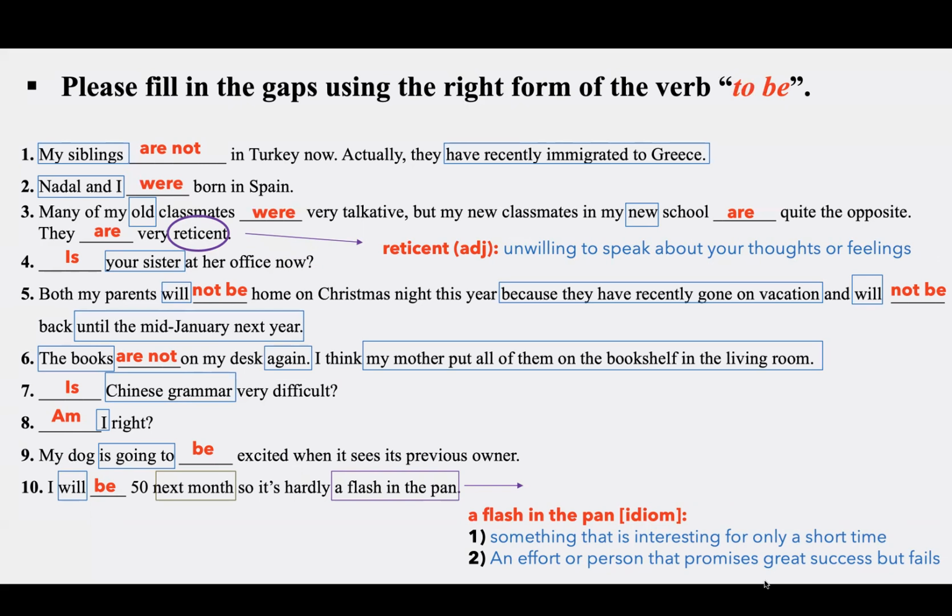So in this case, this person is like 50 years old, but this person thinks that time passed very fast. So now it feels like it's only a short time, not like 50 years. This is how this person feels. So I hope everything is clear until this point. Let's move on.